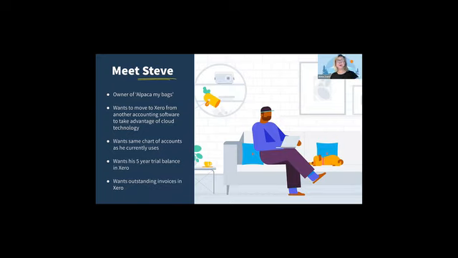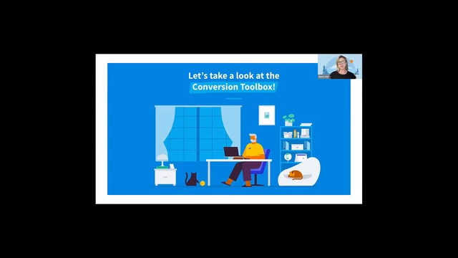So let's have a look at what our client's requirements are going to be. So meet Steve. He is the owner of I'll Pack My Bags, and he has been using MYOB, and he wants to move to Xero from the beginning of last financial year. So his requirements: he wants to use the same chart of accounts as his current system, and he would like his 5-year trial balance. So he wants all 5 years of data in Xero, and he would like his outstanding invoices and bills entered into Xero as well. So that's not too bad. So we're going to use the Conversion Toolbox to bring his data quickly and efficiently across to Xero. So let's just jump across and actually do it.